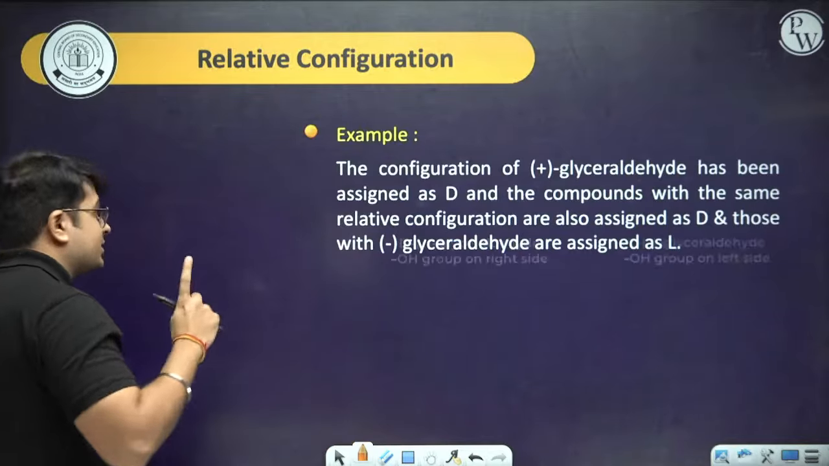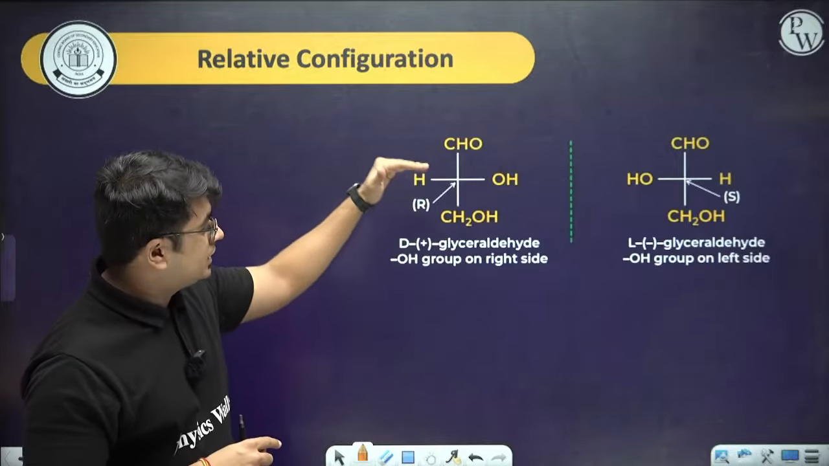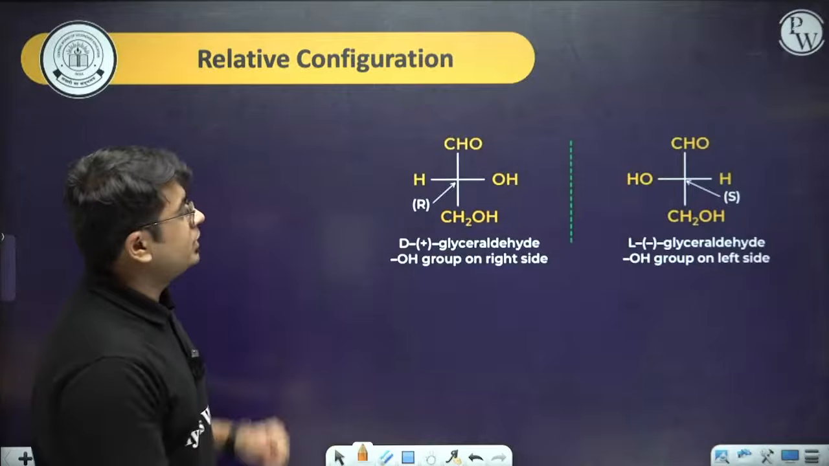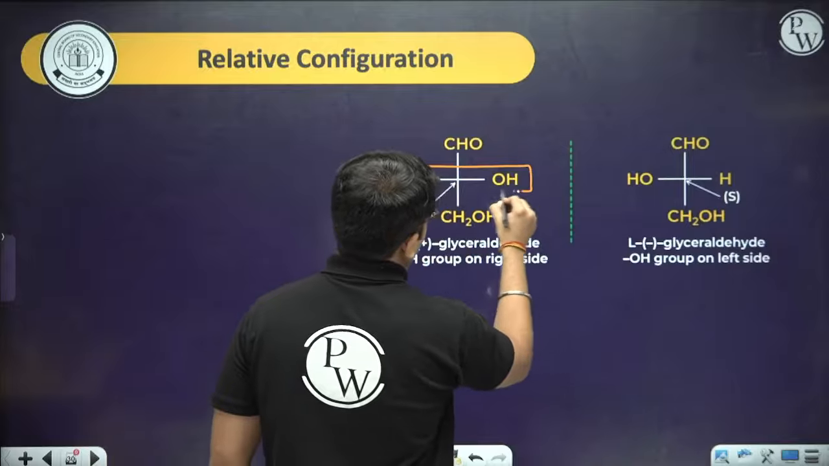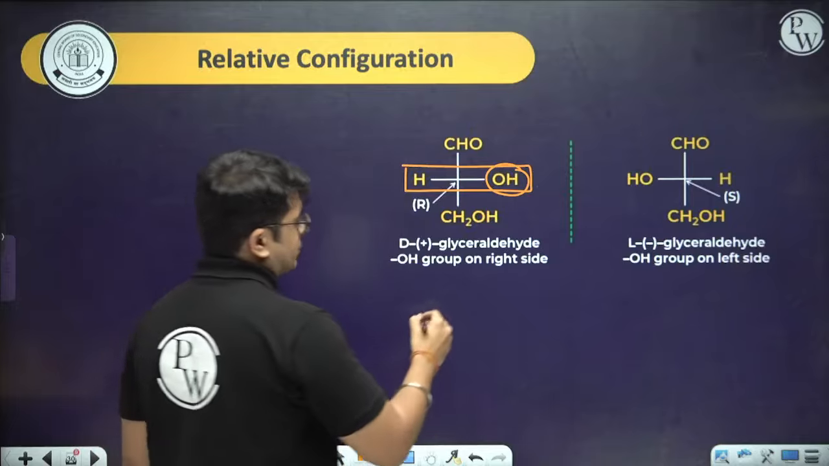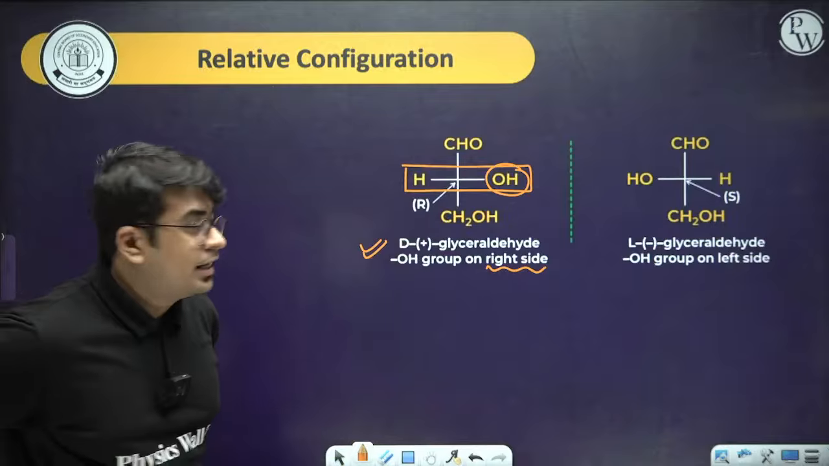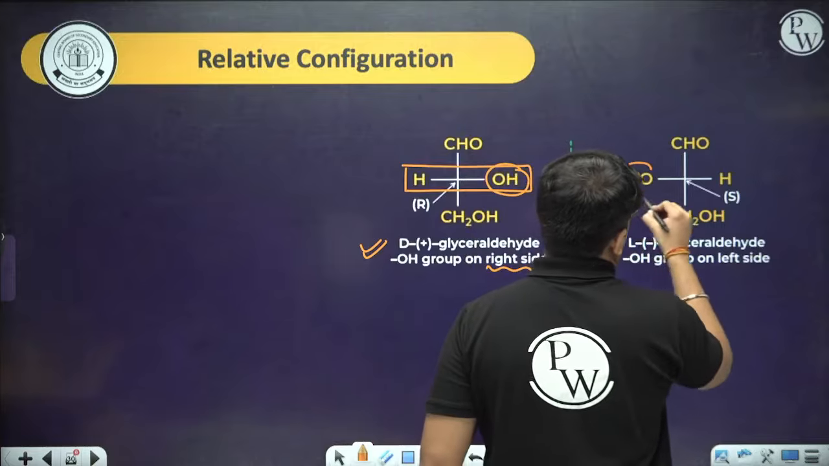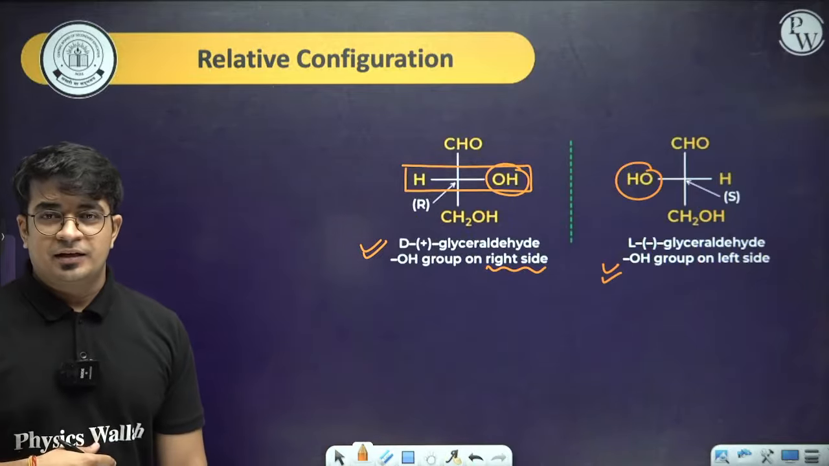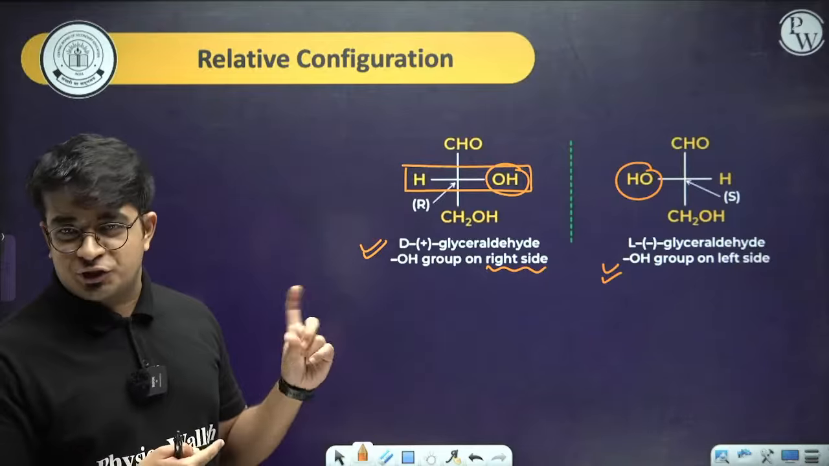So in case of glyceraldehyde, the formula is nothing but CH2OH, then CHOH and CHO. That is glyceraldehyde. Now if you see the position, if this OH group is present on the right hand side, you can say it is D or plus glyceraldehyde. If it is present on the left hand side, you can say that will be L or minus glyceraldehyde. Now I need to make sure that we are considering these sugars or amino acids. So I need to look at the position of the OH only.